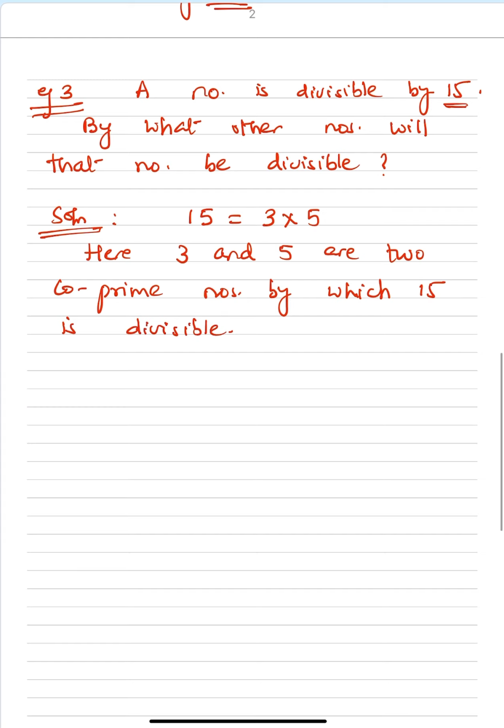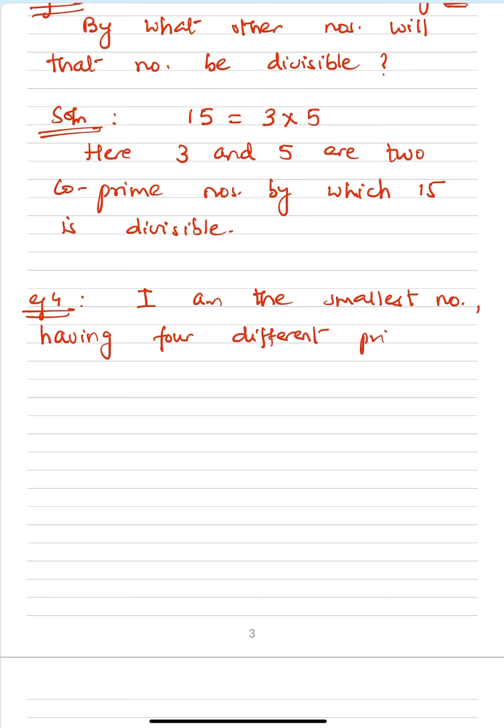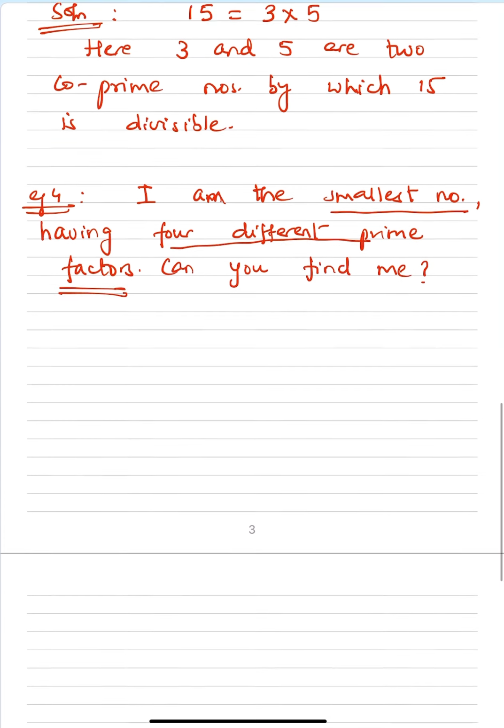Okay, now one more example. If I am the smallest number having 4 different prime factors, then what is asked? Can you find me? It is so easy. See, it is already given to us that it is the smallest number having 4 different prime factors.